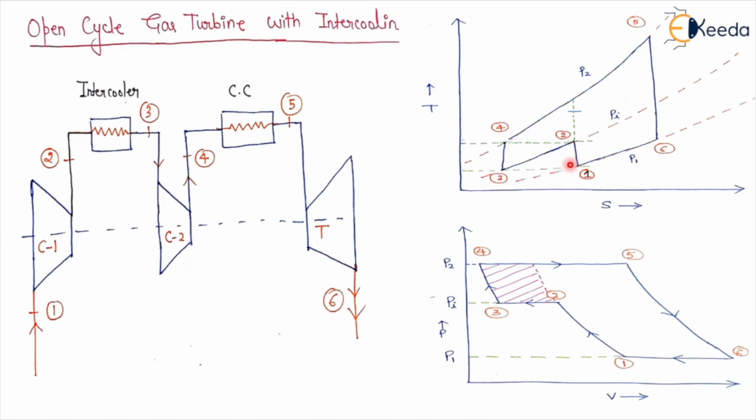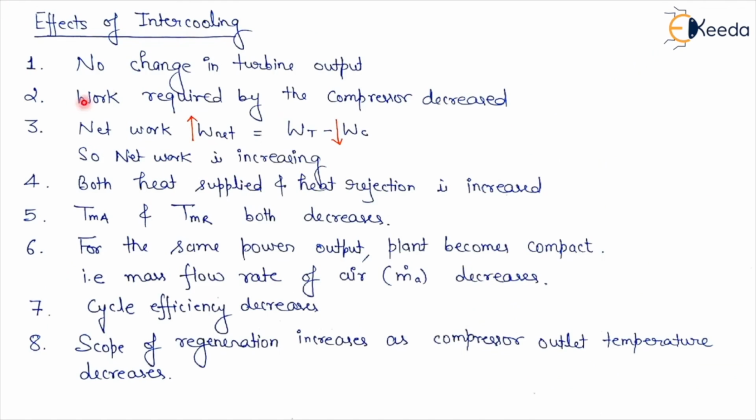That means if we are giving less work input to the compressor, then W net output will be more. So in this case, work net output will be more. There is no change in turbine output. I explained, work required by the compressor decreases. Net work output will increase because WC will decrease. So net work output is increasing. Both heat supplied and heat rejection are increased.